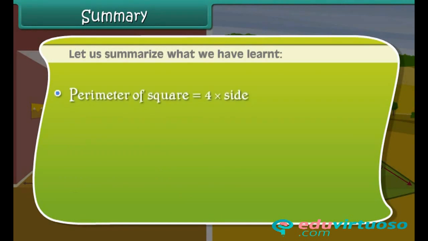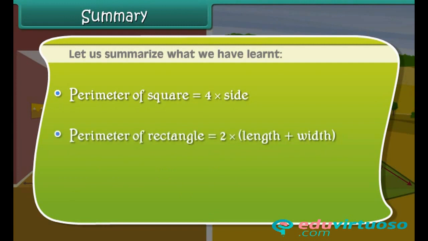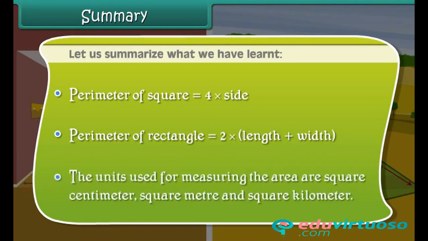Perimeter of square is equal to 4 into side. Perimeter of rectangle is equal to 2 into within bracket length plus width. The units used for measuring the area are square centimeter, square meter, and square kilometer.